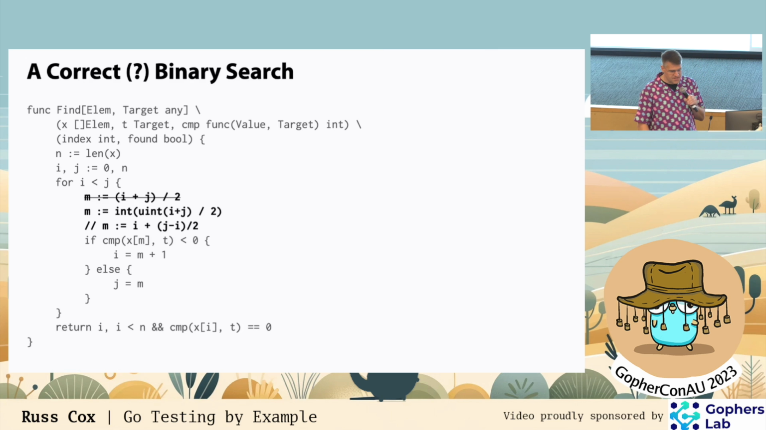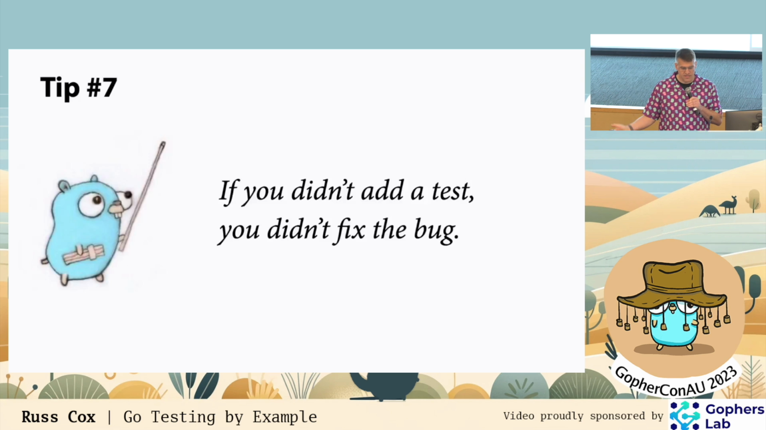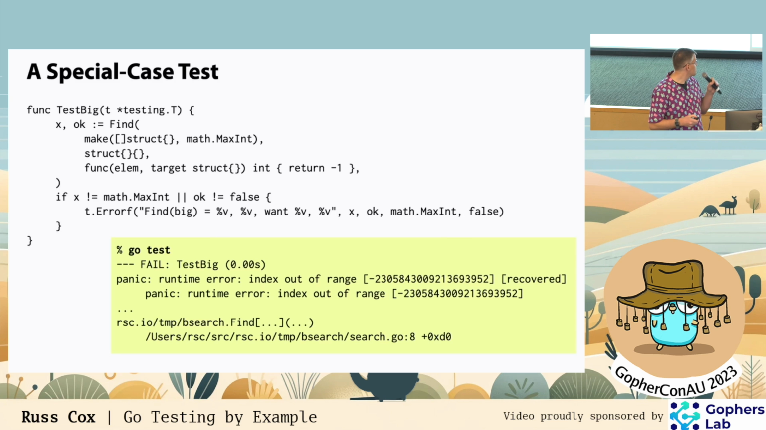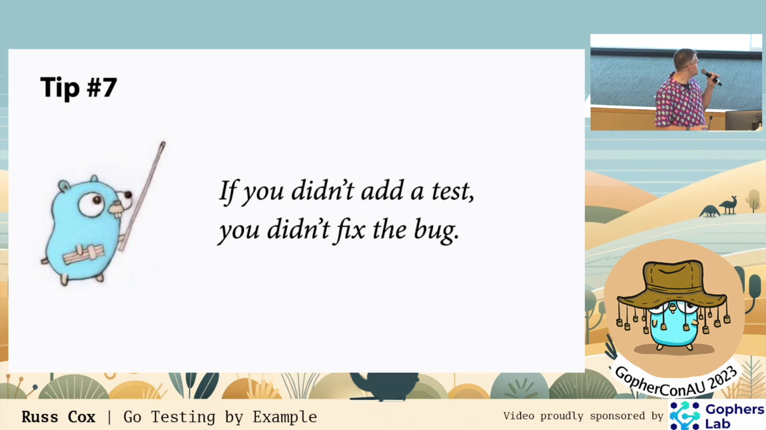So there are two standard fixes to keep the math from overflowing. A slightly faster one is to do an unsigned divide. And so suppose we fix that. Now are we done? No, we're not done because, whoops, we went too far. We didn't write a test. If you don't add a test, you don't actually fix the bug.